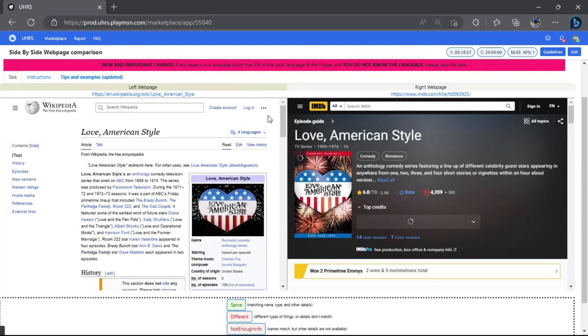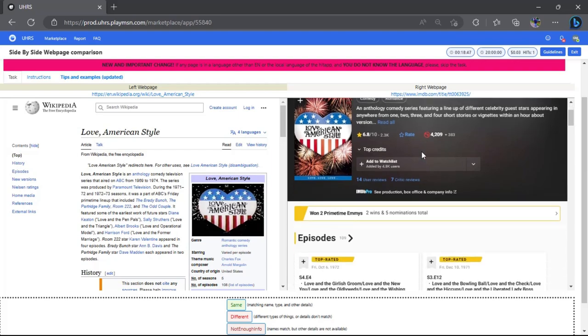We can see that the two web pages are discussing the same movie, because the descriptions given by Wikipedia and IMDb.com are the same. Therefore, we can judge that they are about the same movie.